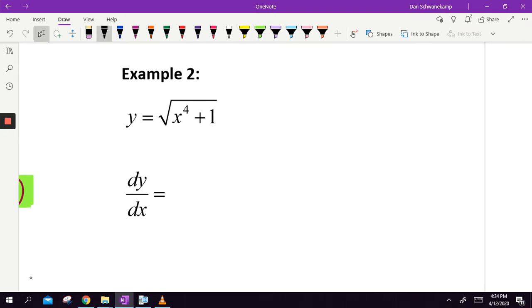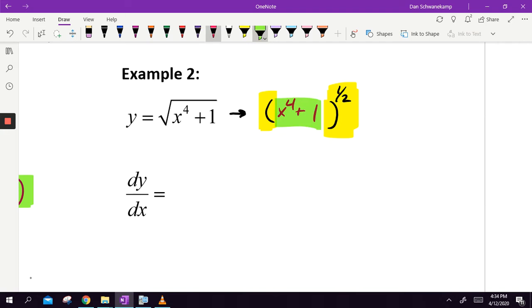Let's do it again. Looking at number 2, it might not look like chain rule right from the start, but it is. I hate square roots, so I'm going to rewrite that as 1/2 power, and it's x to the 4th plus 1. I didn't do any calculus, I just rewrote it. We are taking the derivative. We are going to use chain rule because there's an outside function and there's an inside function. Take the derivative of the outside. The derivative of the 1/2 power is 1/2. Subtract 1 from my exponent.